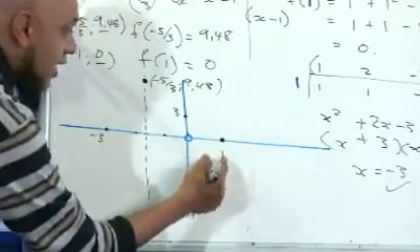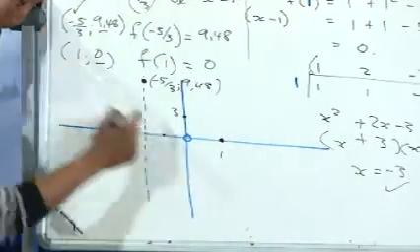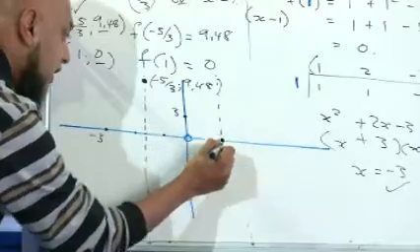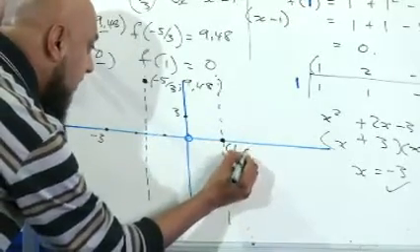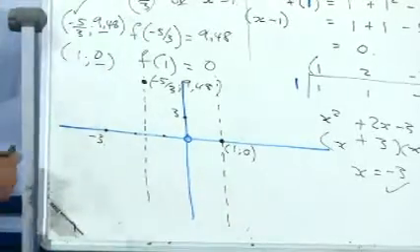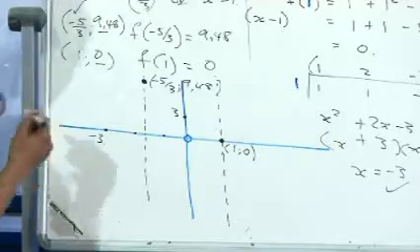Now 1 and 0, not only was it your x-intercept, it is now also the turning point of the graph. So we put another dotted line going through 1 and 0. That's the point 1 and 0. And now we join the dots. Now it's a positive graph, so it goes from the bottom up. So let's draw the shape of the graph.